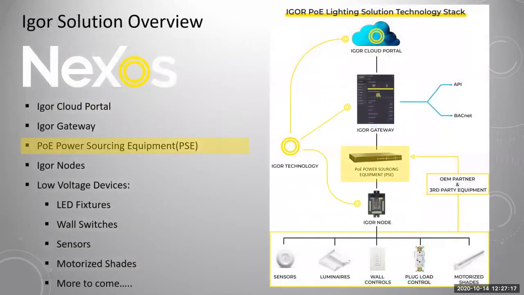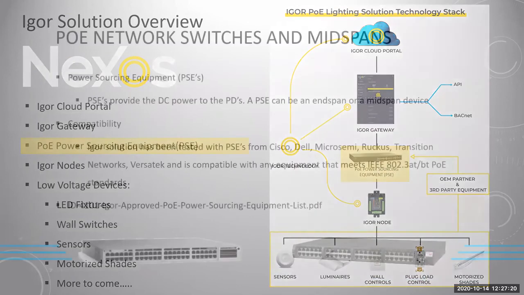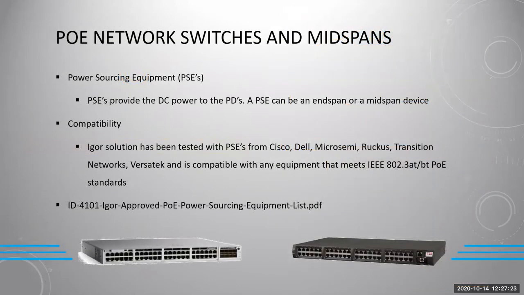Moving on to the next slide, this is that PSE layer, that network layer, and this can be comprised of both the PoE power sourcing equipment as well as just your normal data switches at the core. We have designed our system to be compatible with many different manufacturers' network switches and midspans. I've got a number listed there: Cisco, Dell, Microsemi, Ruckus, Transition Networks, Versatech. I've got a whole stack of them in my office that companies have sent me for compatibility testing. We also have a document listing those that have been tested.